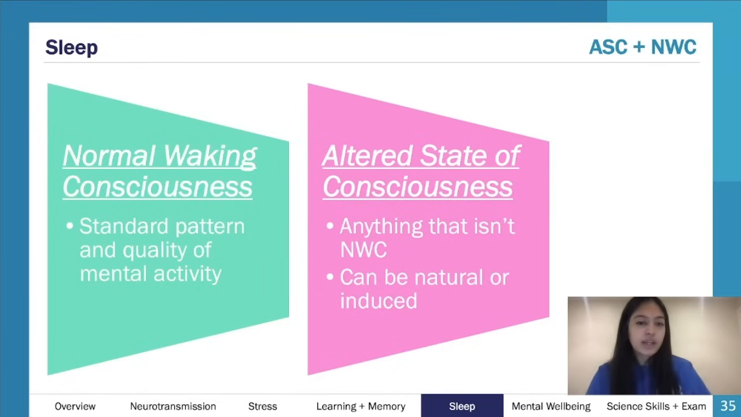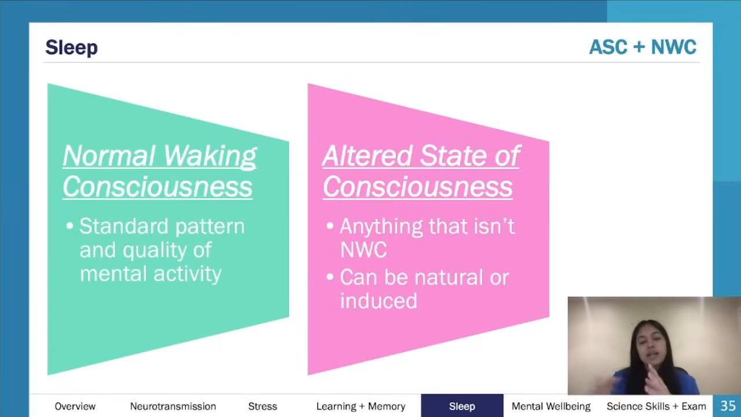In this area of study, we're talking about sleep. On this first slide, we're talking about sleep as a natural altered state of consciousness. To understand what that means, you have to know what normal waking consciousness is. Generally, we refer to people as being in one of two states: either you're in normal waking consciousness or not, and not equals an altered state of consciousness. Normal waking consciousness is hopefully what you are right now. You're awake, alert, and aware of your surroundings, what you're thinking, and the time.